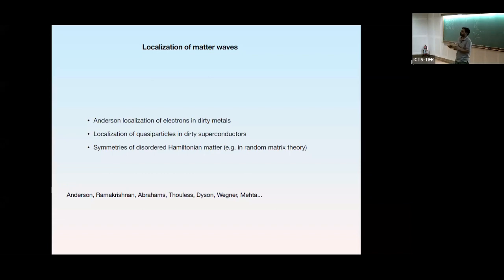If you think in terms of matter waves, then you have Anderson localization of electrons. You have localization of quasi-particles. And in this context, we know that the symmetries of the disordered Hamiltonian, the symmetries of the ensemble of disordered Hamiltonians, matter and decide what kind of localization phenomena we have. Right?